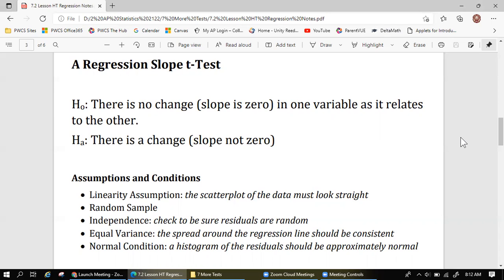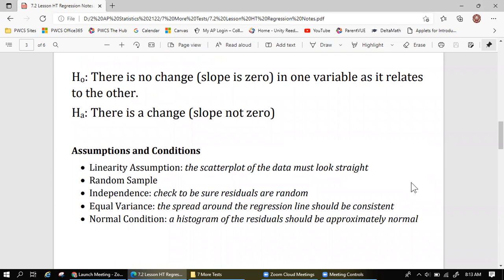By the way, it's a t-test. We will go into a t-test for a slope with the assumption that the slope is 0, meaning there's no relationship. And we will look for evidence that there is a relationship, and that would show us that the slope would not be 0. So we have to make some assumptions and conditions. We need our data to look straight, much like we did in the past when we were talking about correlation. We need our data to be randomly sampled or collected through random means.